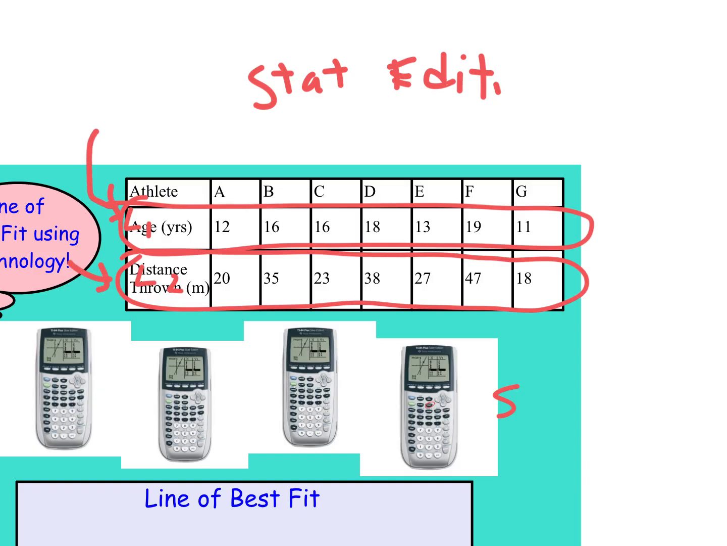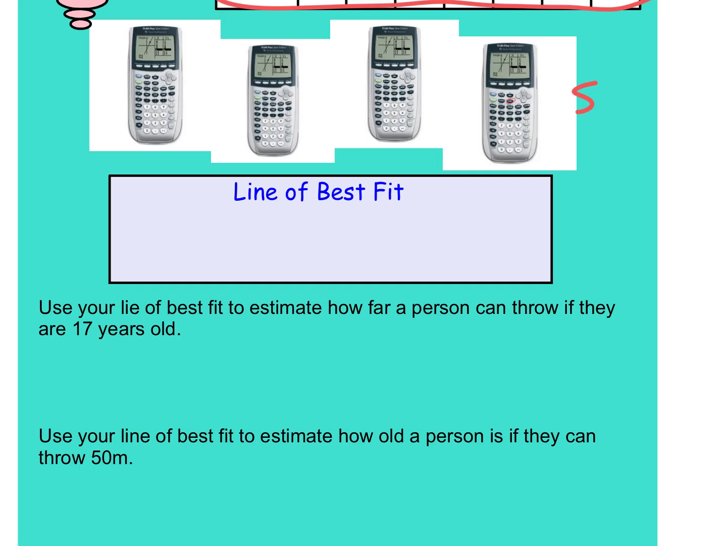I'm going to pause, make sure everybody's on track to putting that in on the Stat Edit menu. So, almost everybody had it, but now I think everybody is putting these numbers in the right spot. One quick note, make sure that you put it in on L1 and L2. Every now and then, some poor kid puts it in on L2 and L3. Make sure yours are actually on L1 and L2.